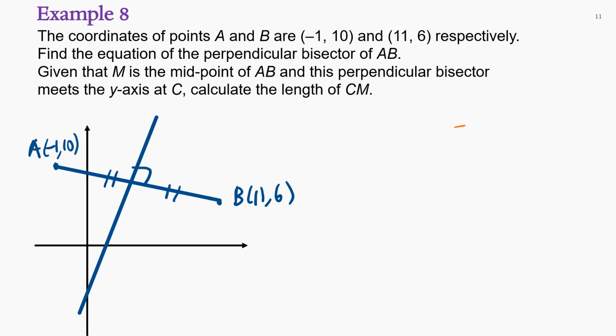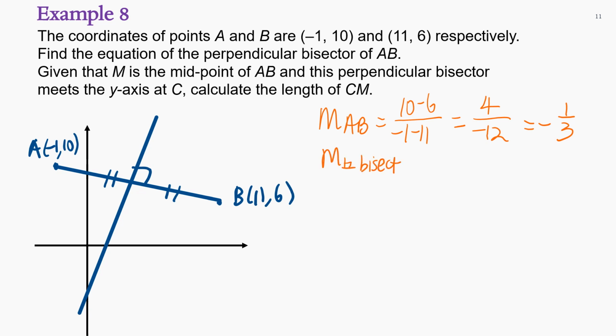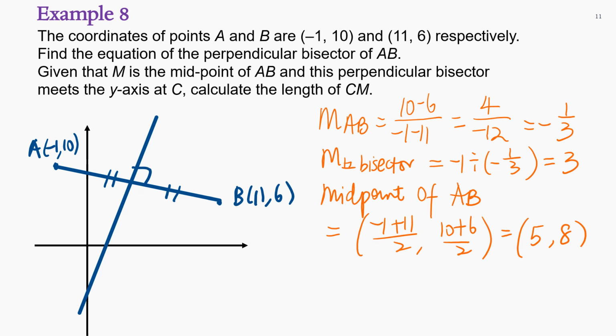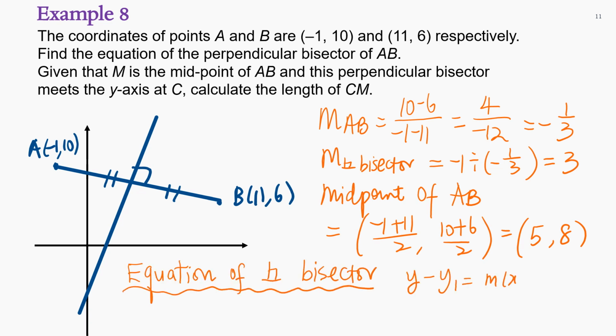So from the diagram, we can clearly see that we are able to find the gradient of AB, which comes up to be -1/3. And therefore, the gradient of the perpendicular bisector will be -1 divided by -1/3. That gives you 3. And the next thing is that we need to find M, which is the midpoint of AB. And with all this information, I can just substitute into y minus y1 equals m bracket x minus x1 to find the equation of the perpendicular bisector, which comes out to be y equals 3x minus 7.